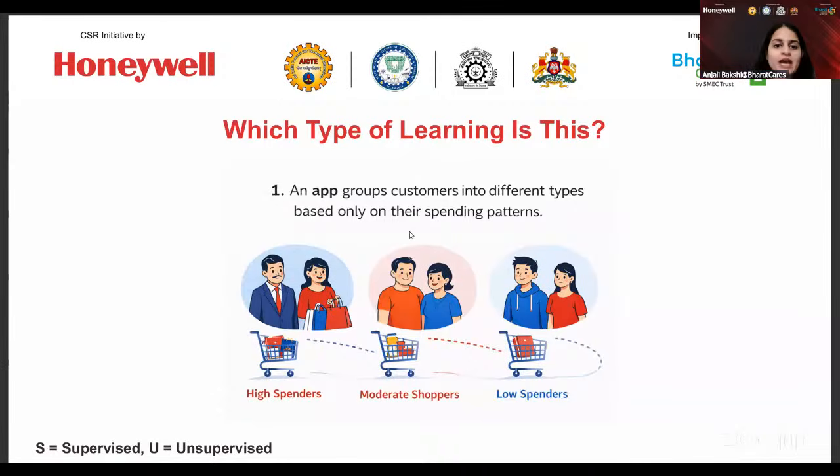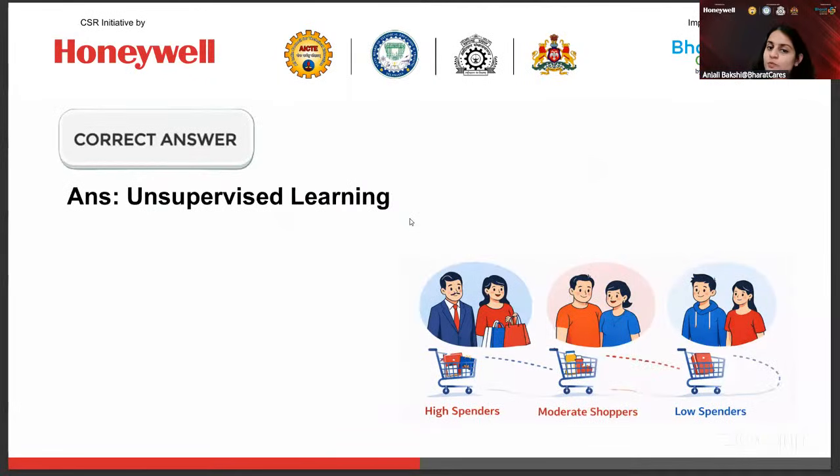Okay, let's see what we have. It is basically unsupervised learning because as we discussed, we are not giving the input and output. We are just telling the input, how they are spending, what are their spending patterns, and automatically the app is grouping them, right? So this is an example of unsupervised learning. The next one, let's see.